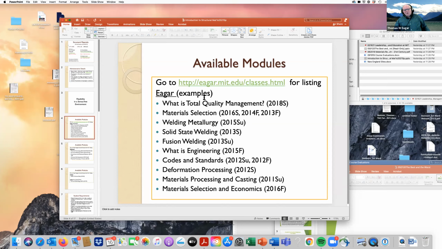Available modules, there's a bunch of them. If you go to this website on my classes, it will list them. For example, I taught a module on total quality management back in the spring of 2018. I've taught modules on materials selection and welding, metallurgy. Anyway, there's a host of them. This isn't even all of them, okay?